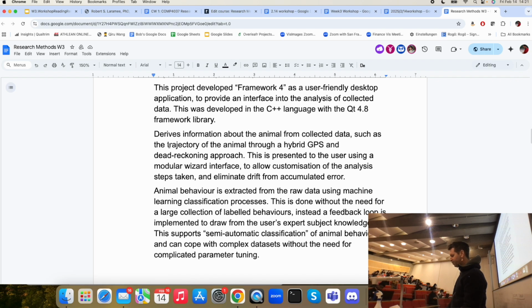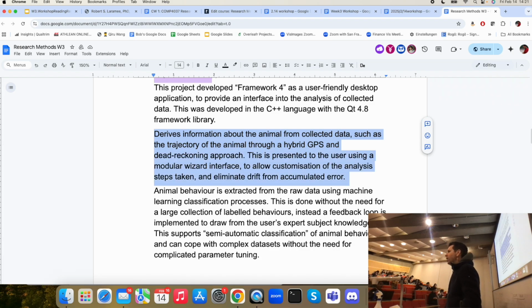Now, these sentences don't belong here either. Anybody want to know where these sentences belong? In the input data characteristics. This is the input data characteristics, not the implementation.